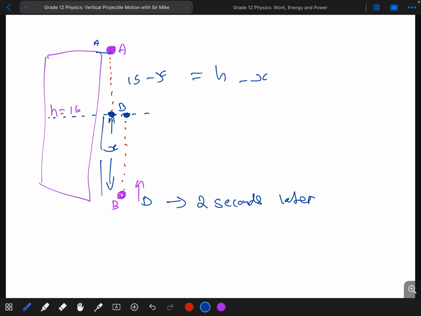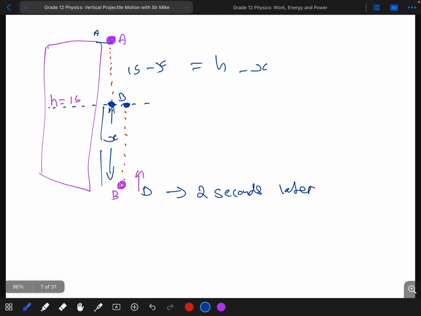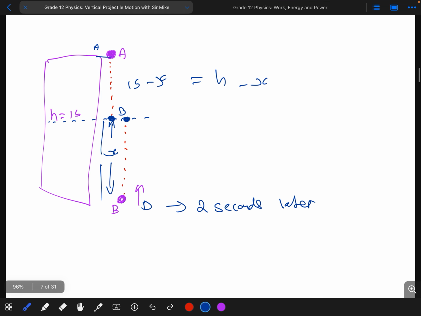Now remember, let's say I'm trying to find out how long it took object A to pass object B, and also how far above the ground these objects were when they passed each other. What you simply need to note is that when these objects pass each other, they would have the same height above the ground, which you're going to label X.